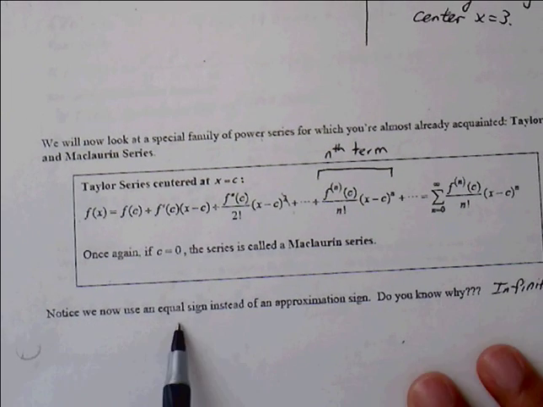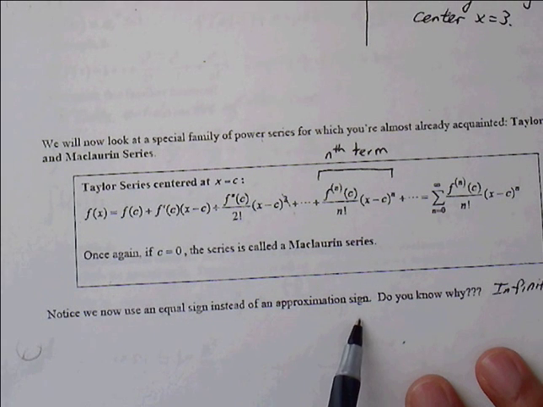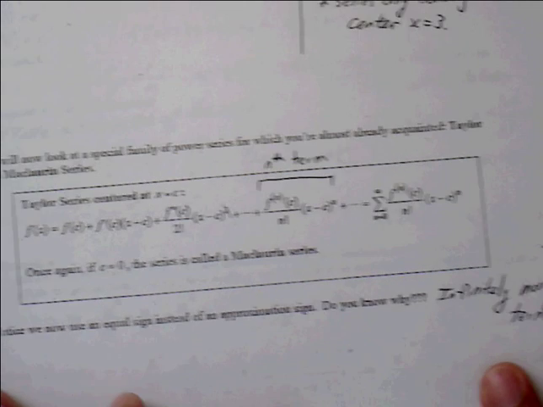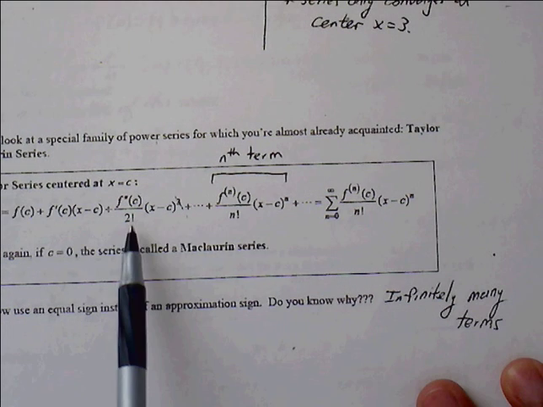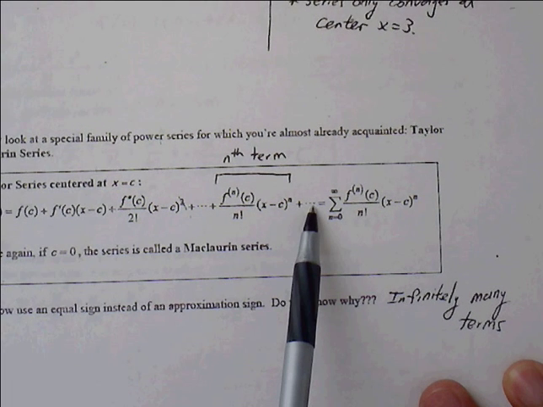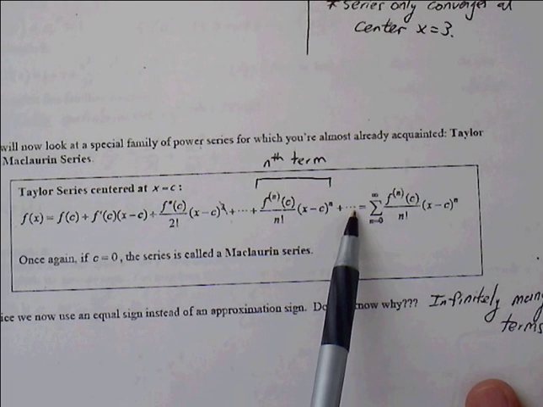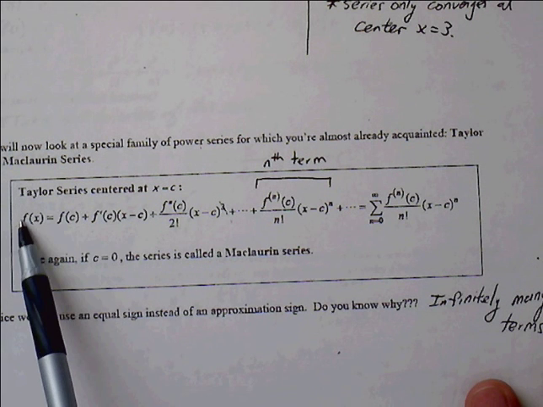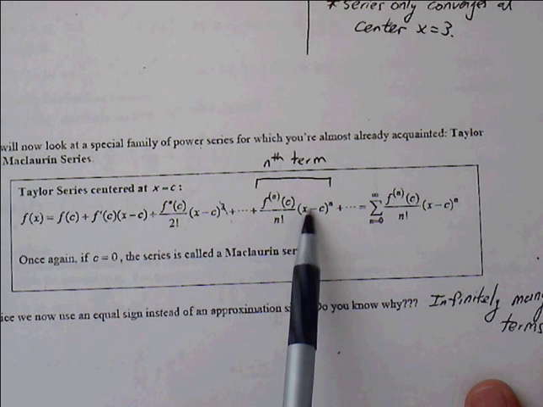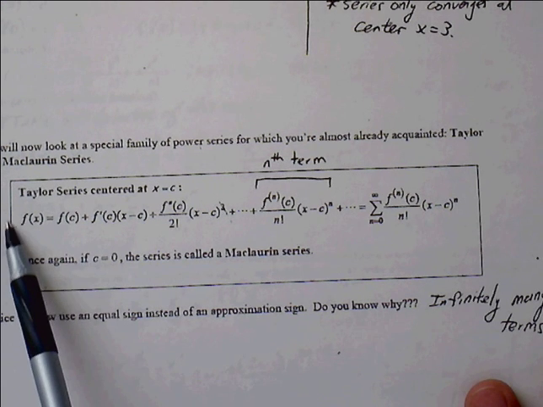Notice how we're using the equal sign instead of an approximation sign, and the reason why is because we have infinitely many terms. If we have this plus dot dot dot, we know that it will go to infinity, which means that this series will match exactly with the original function.